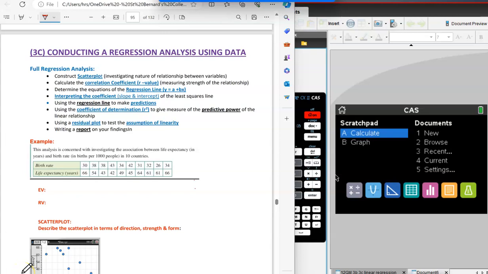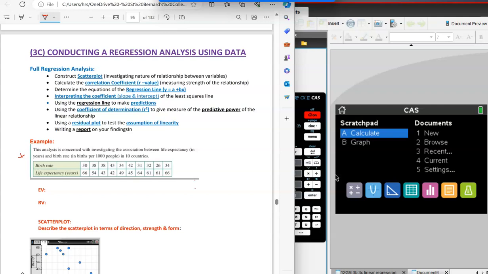Okay, so 3C is we're going to be conducting a regression analysis of data. So this is where we give you some data and then we're going to get you to go through the whole process. We sort of did it yesterday anyway, so let's have a look. So we've been given this data here. So we're going to use this example down here, the birth rate and life expectancy of 10 countries.